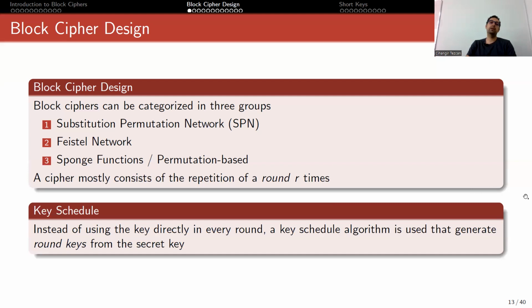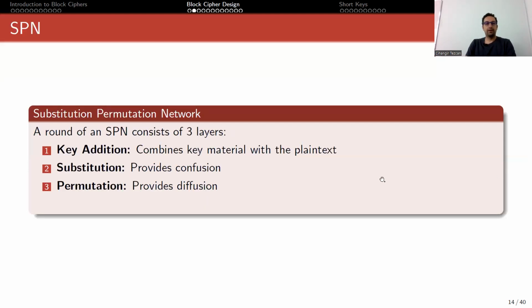In all of these algorithms, as I mentioned, we have a secret key, and that is the only thing that we keep secret, right? So that secret key is used inside this algorithm, inside rounds. How you use it depends on your design. We call it a key schedule. Instead of using the key directly in every round, a key schedule algorithm is used to generate round keys from the secret key. So let me first talk about substitution-permutation networks, and you will understand the design principles here.